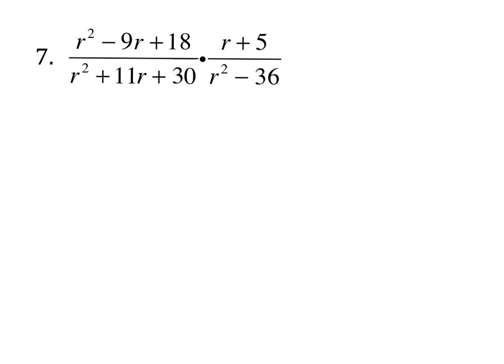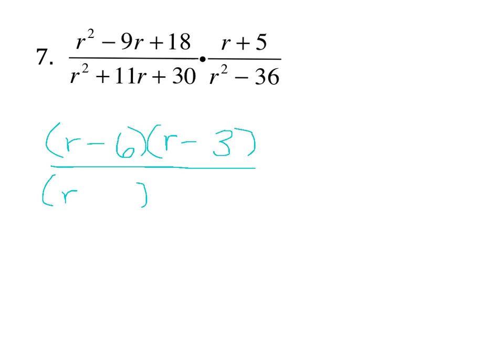For number 7, we want to multiply the two rational expressions together. However, before we multiply, we want to factor to see if anything will cancel first. So if I'm working with the first fraction, I'm going to try to factor r squared minus 9r plus 18. So we want to think of two numbers that multiply to 18 but add to negative 9. So 6 and 3 multiply to 18, and if I make them both negative, they'll add to negative 9. And then we want to factor the denominator.